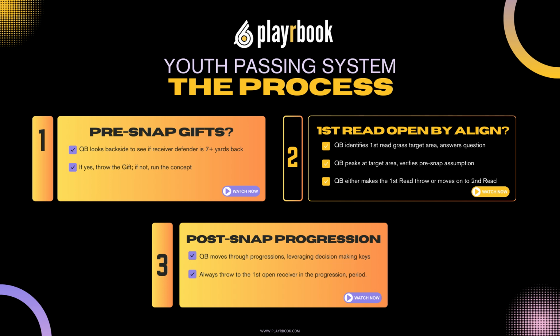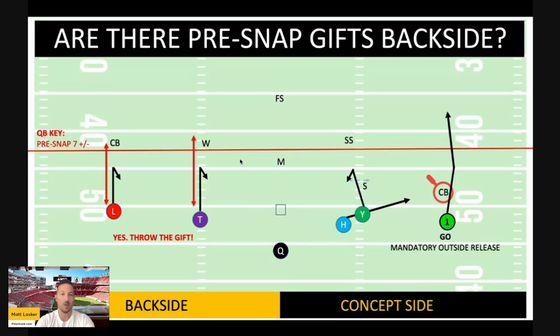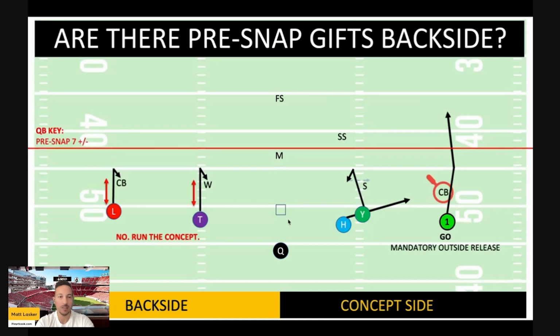Okay. So our quarterbacks come up to the line of scrimmage. As they ask that question, are there any pre-snap gifts backside? It's a simple look over to the backside of the play. If those defenders are 7 yards off or more, we're going to snap the ball, pick one of those players, and get the ball out there as quickly as possible. If they are within 7 yards, there are no gifts backside, and we'll move on to the concept side.